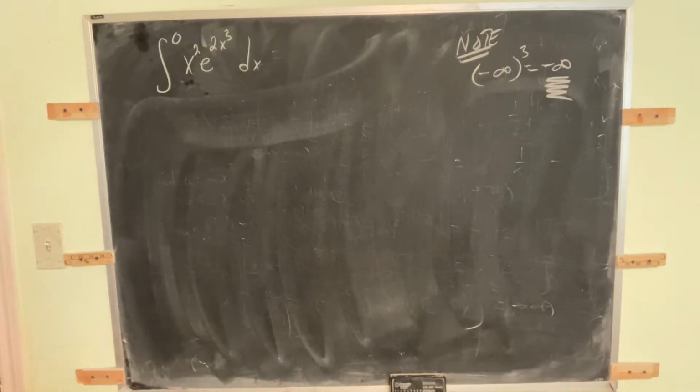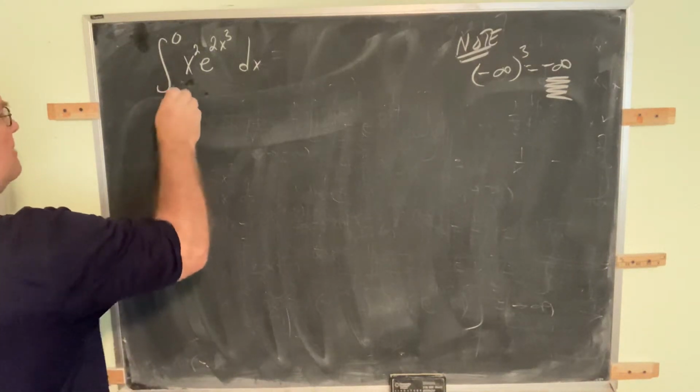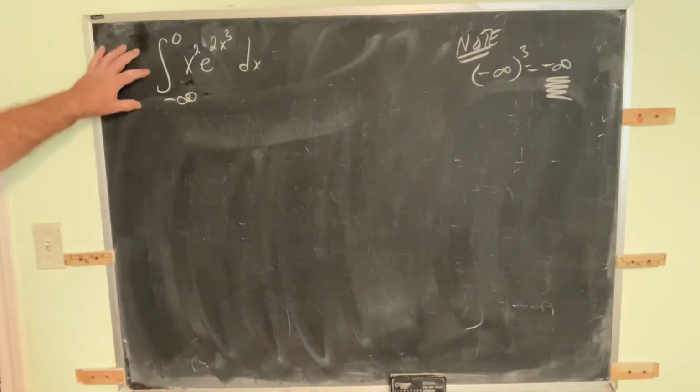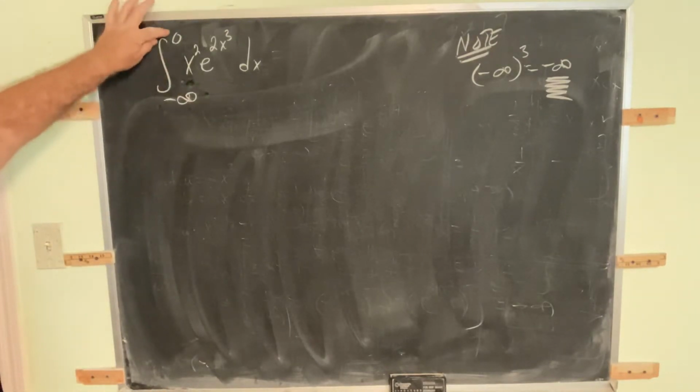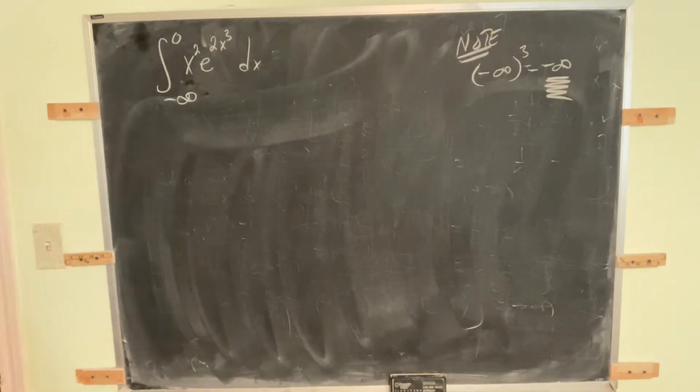Our next example here, I left something out. We have the integral with negative infinity for the lower limit, 0 for the upper limit, and the integrand is x squared times e raised to the 2x cubed dx.